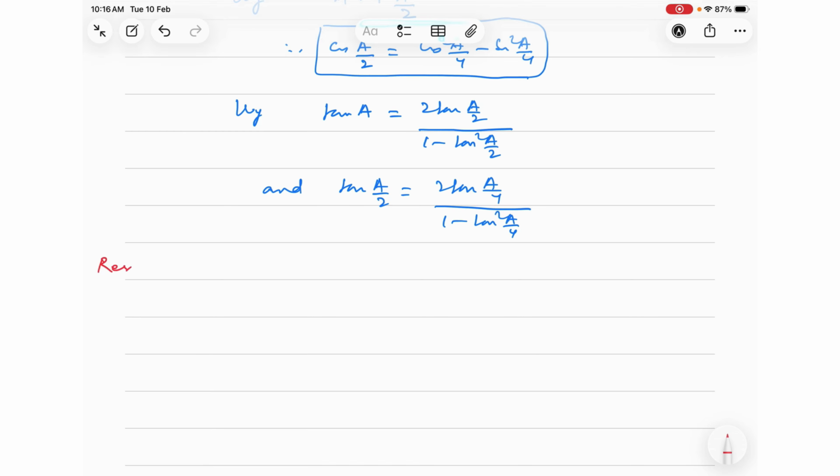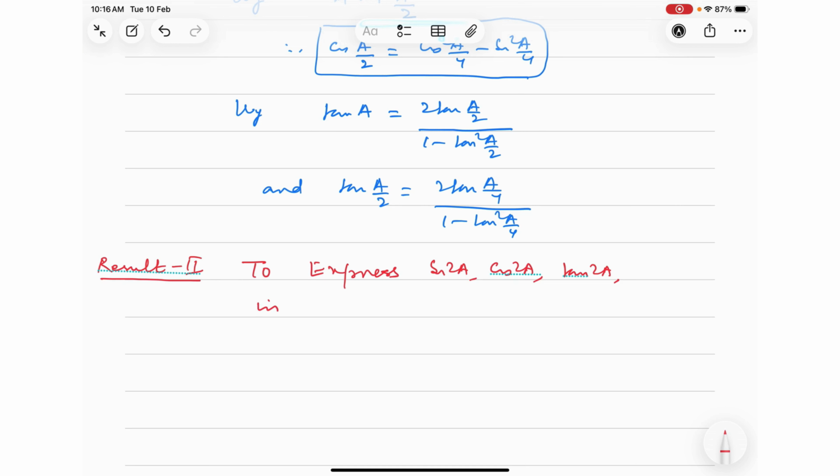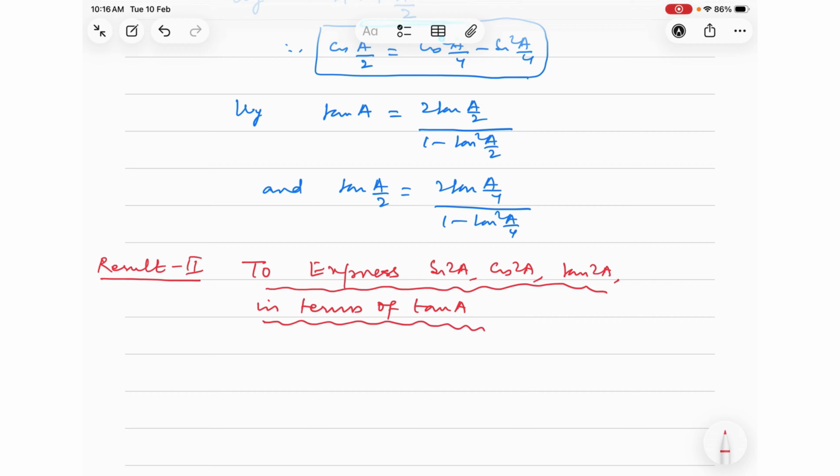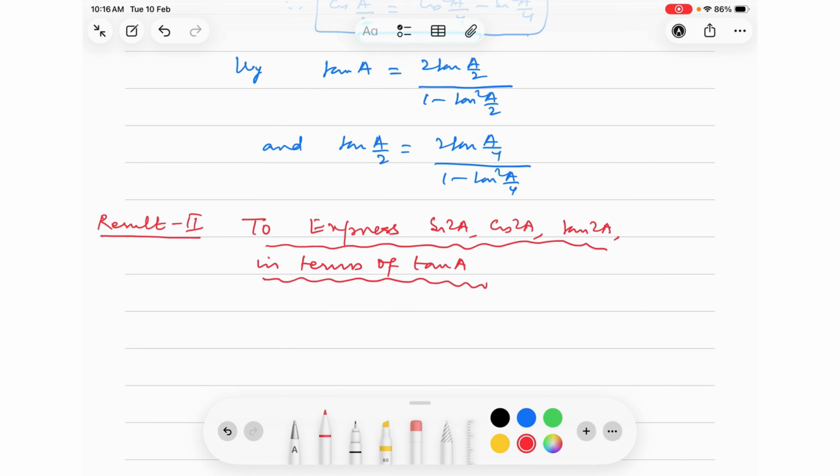let us write the second result. To express sin 2A, cos 2A, tan 2A in terms of tan A. To express sin 2A, cos 2A, tan 2A in terms of tan A.